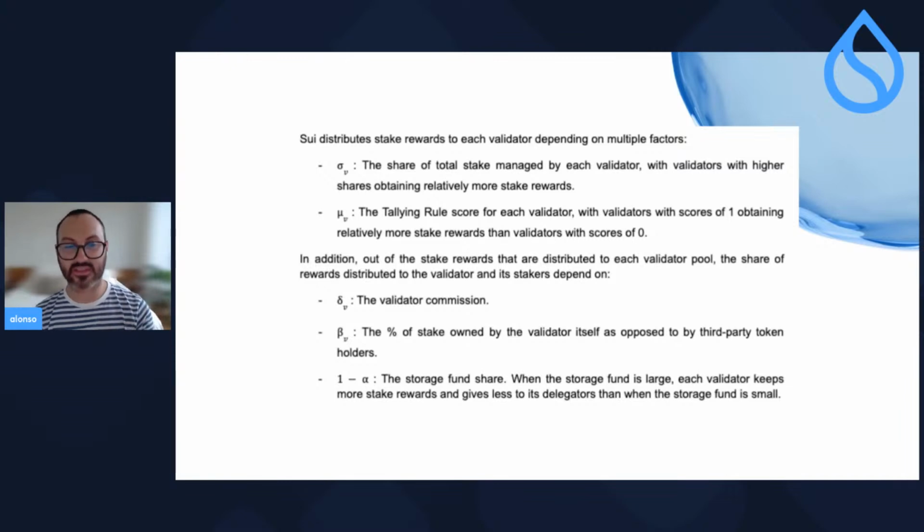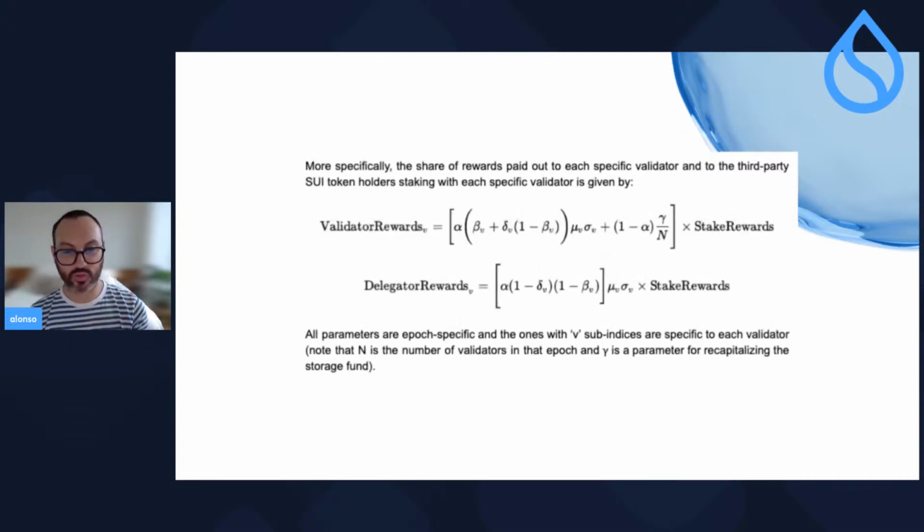I'm not going to cover it because it's fairly technical, but it really just covers how stake rewards are actually distributed in practice to validators and stakers. And there are a lot of elements, such as the proportion of stake that a validator holds, the outcome of a tallying rule, which I'll cover in a second, the validator commission, the percent of stake owned by a validator itself, the size of the storage fund that essentially determines exactly how much rewards go to a validator, to a delegator, and to different validators and delegators at different validators.